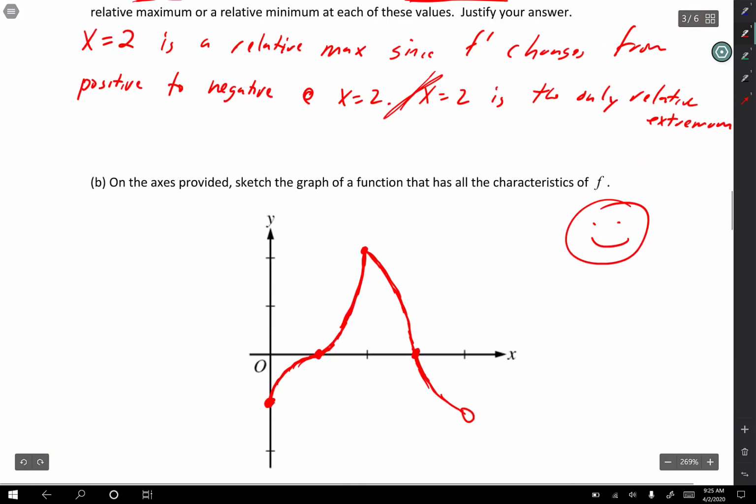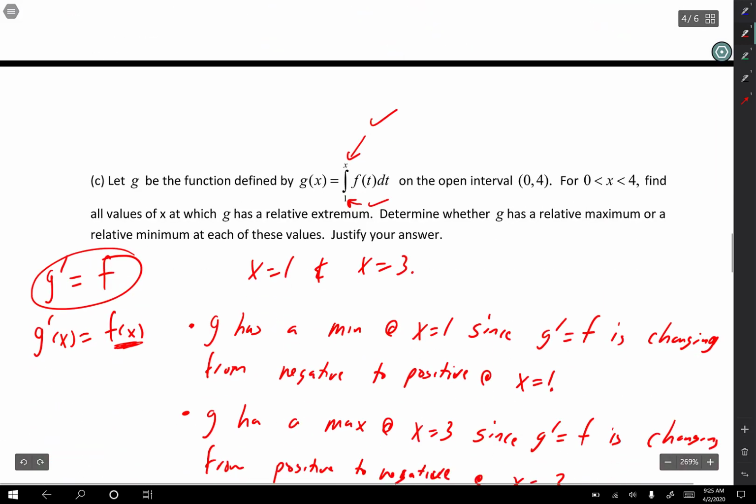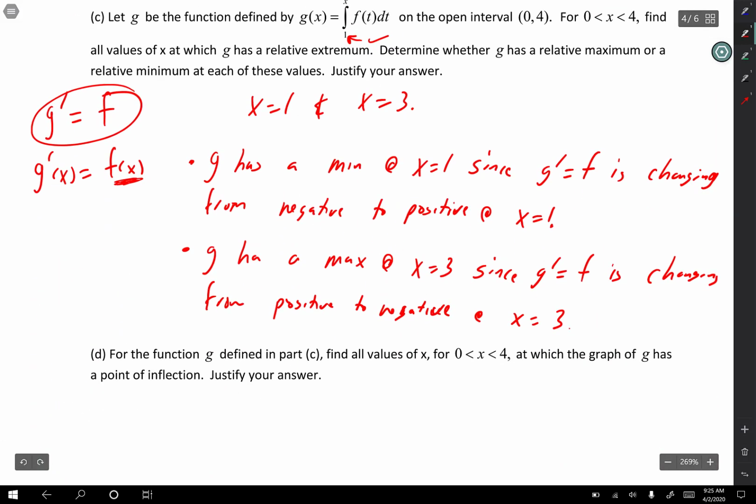And let me make sure that that is a true statement. X equals 3, positive to negative. Yep. All right, we're good there, guys. Let's continue. And did I miss anything? I think that's it. Yeah, you're good.